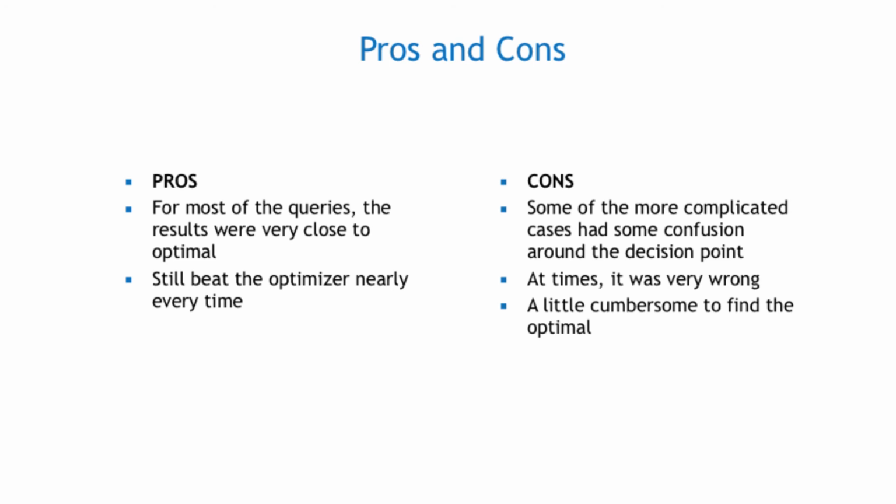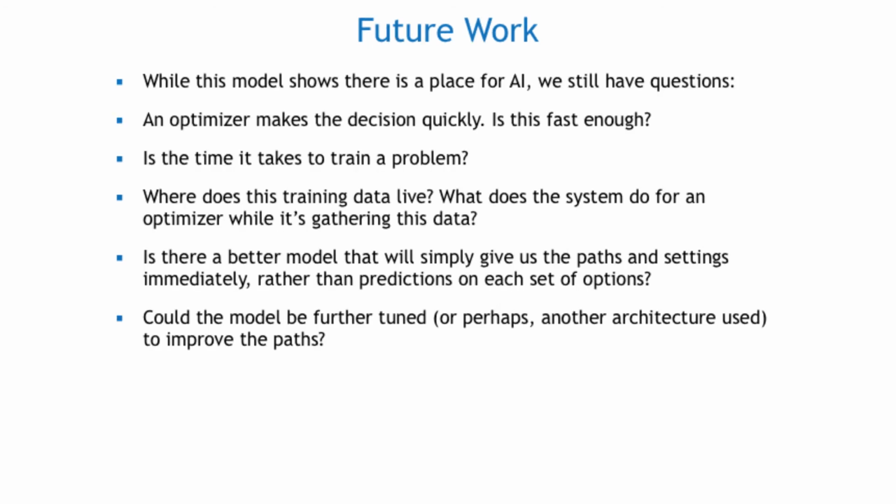You have to give it every combination of values in a query, every way that it could be run, and then take the results of what it predicts and find the lowest. It would be better if you could just give it the particular query and it tells you what the fastest combination is, perhaps in a reinforcement learning approach. While this model shows that there is a place for AI, we still have questions. Is this fast enough? Is the time it takes to train a problem? And where does the training data live? And finally, is there a better model we could use?